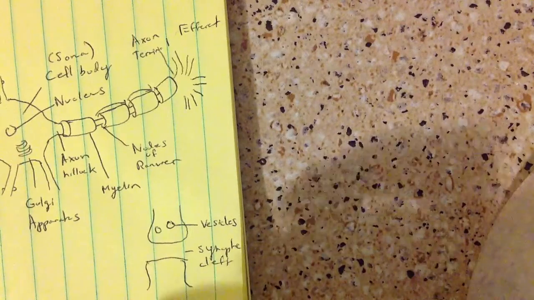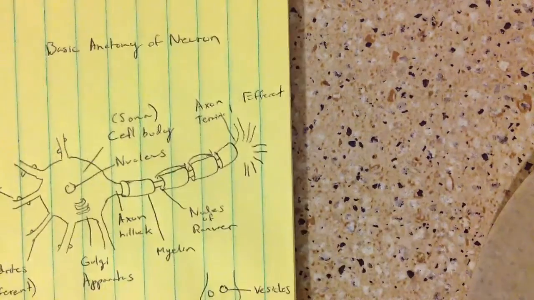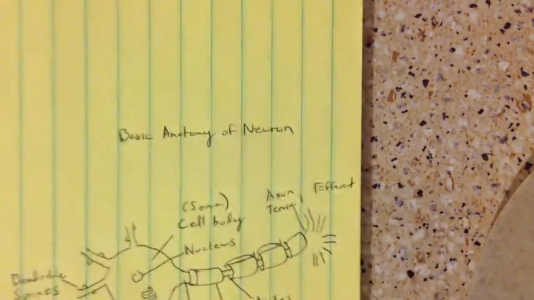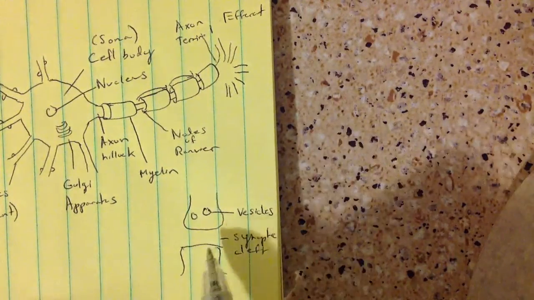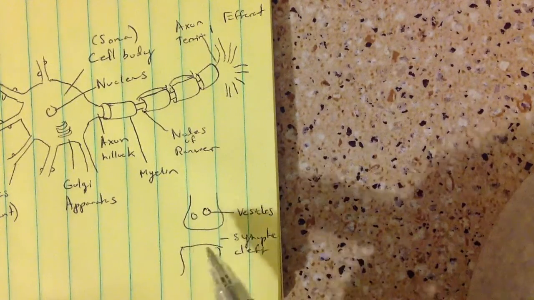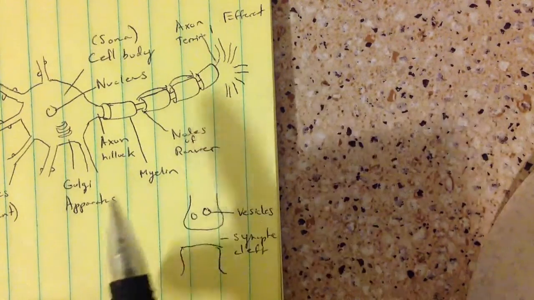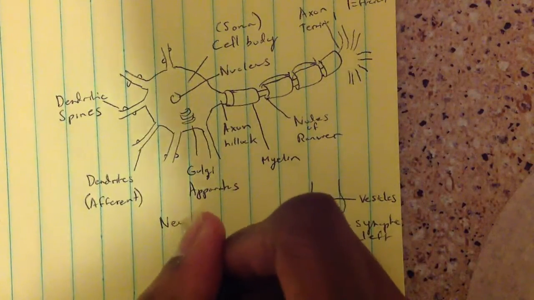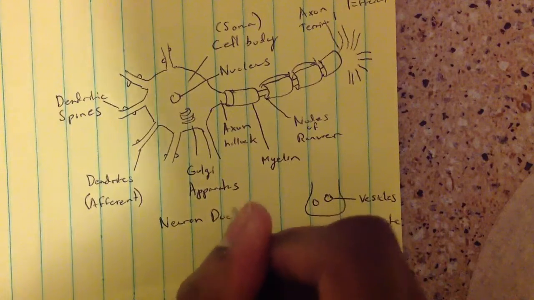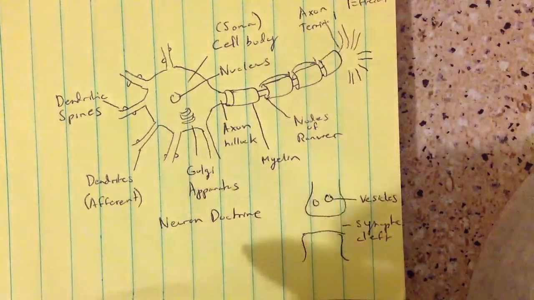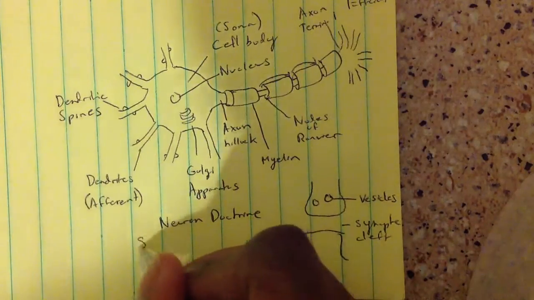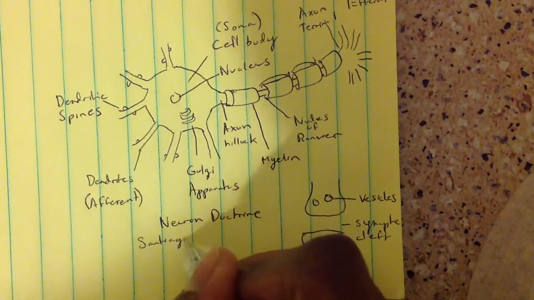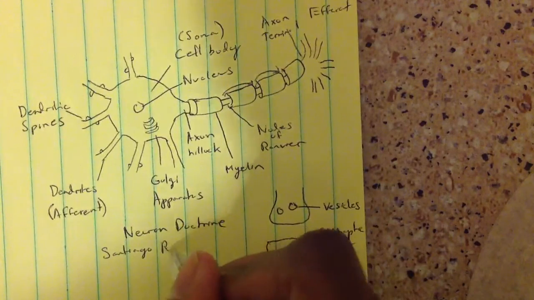And the person that discovered this, just a random fact, is Santiago Ramon y Cajal. I don't know if I'm saying his name right, but just look him up. He won a Nobel Prize because he discovered the neuron doctrine. I can write that down. Neuron doctrine. He discovered this, and then he actually won a Nobel Prize for this.